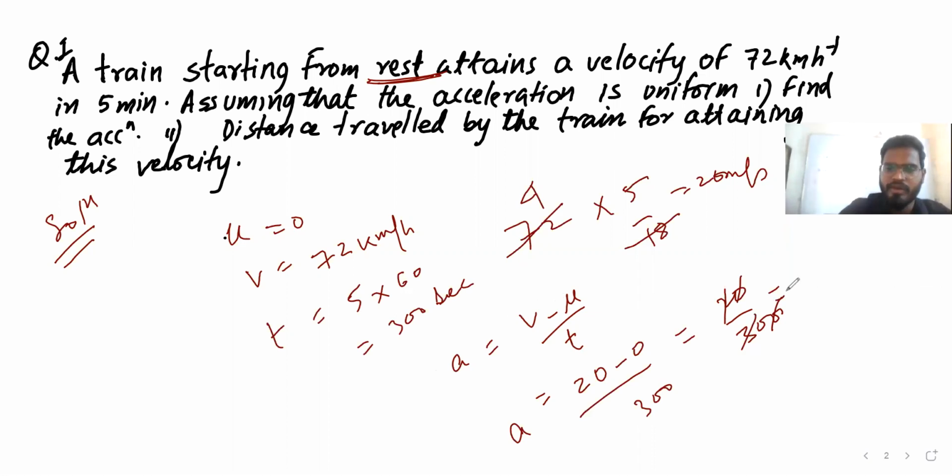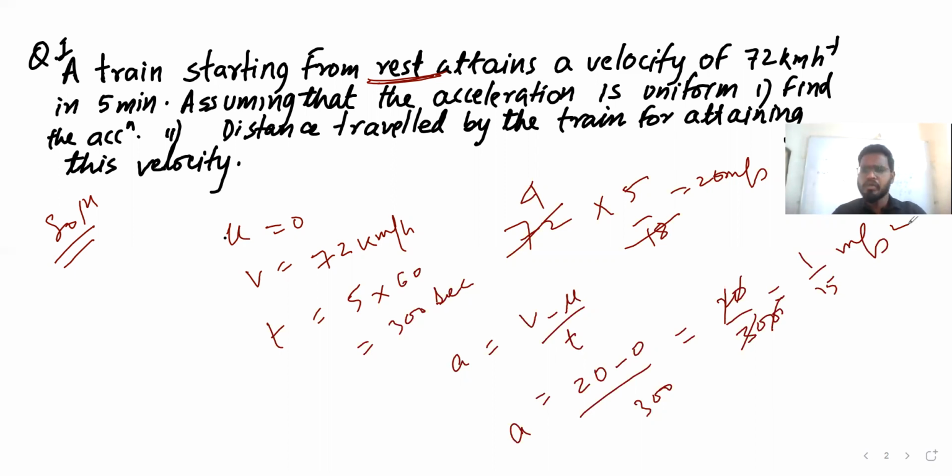Okay, let it be 1 by 15 meter per second square, so that we got acceleration. Now we want to find what? The distance traveled by the train for attaining this velocity. Now we have acceleration, we have time, we have initial velocity, we have final velocity. Now they're asking what? Distance.